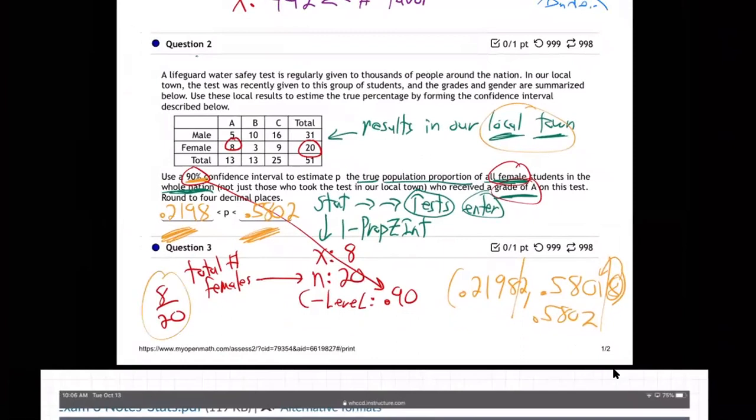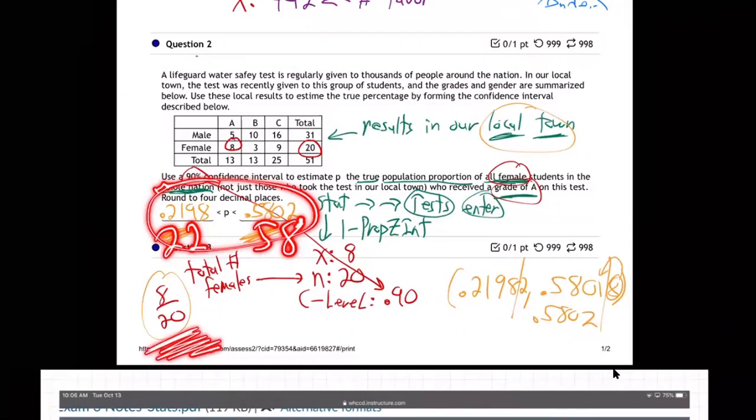The reason this interval is very wide is that we're really not saying much. We're saying somewhere between 22 and 58% of the nation. Well, that's a broad range. Why aren't you saying a more accurate, narrow statement? Well, it's because you only had 20 in your sample. That's a pretty small sample to try to find out about 20 people in your local town and make a conclusion about the whole nation. That's why the interval got so wide. If you want to be 90% sure, then you got to make a very wide statement. There we go.